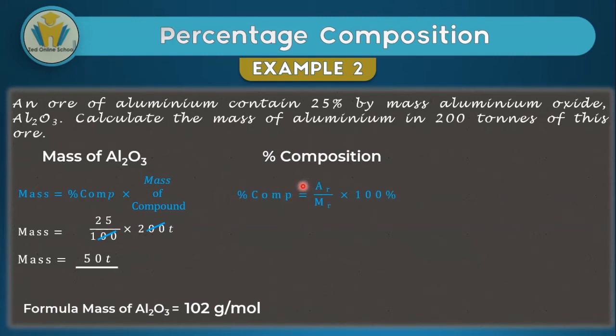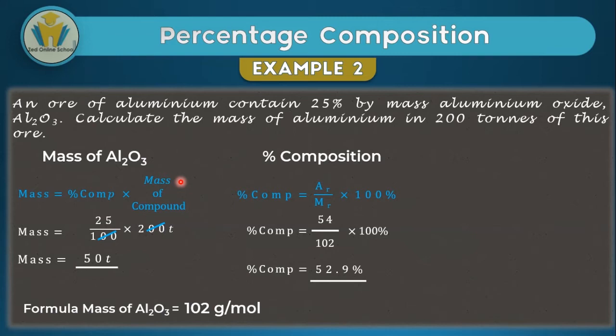This time we're using the mass of an element. We don't have a compound, so mass of an element in the compound. The mass of aluminium is 2 multiplied by 27, which will give us 54. And then the molar mass or the formula mass of aluminium oxide is 102. We're going to multiply this by 100, and that's how we're going to get the percentage composition of aluminium.